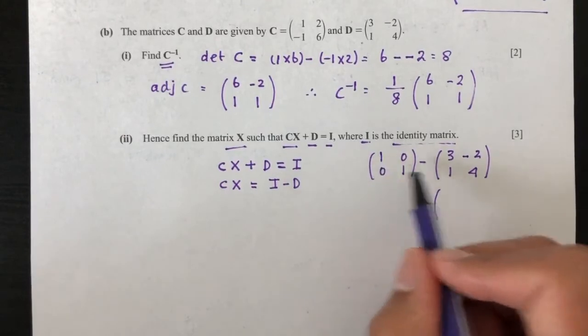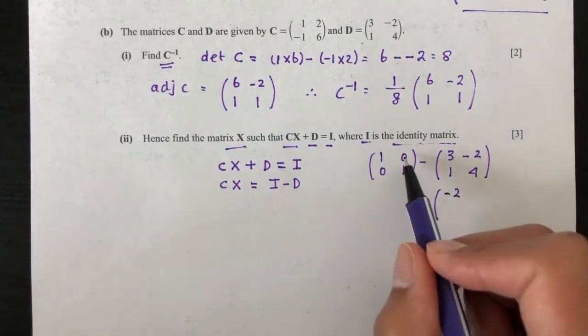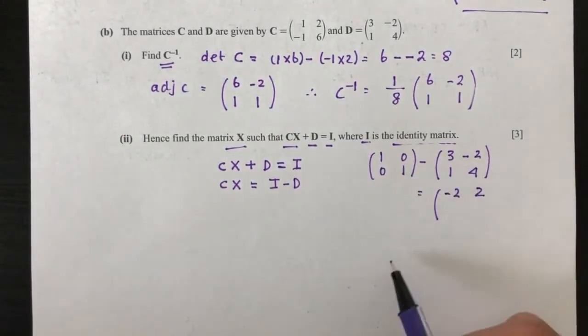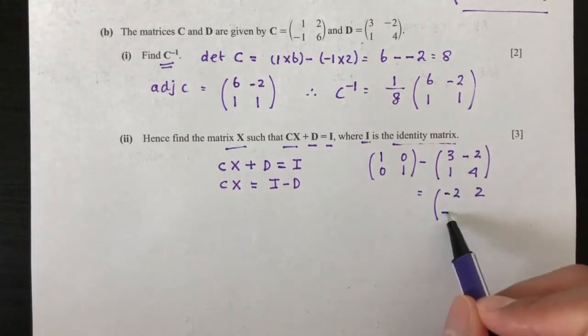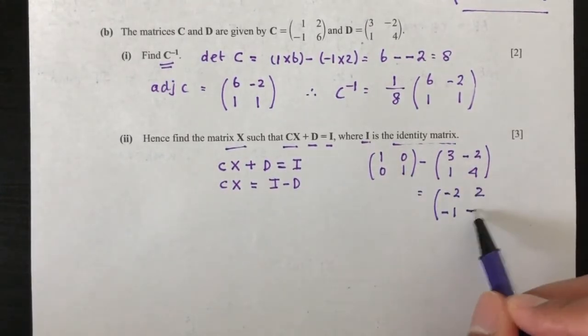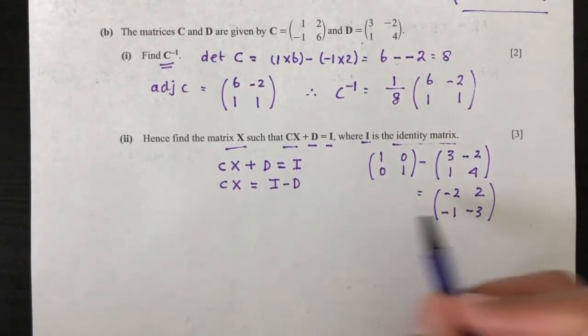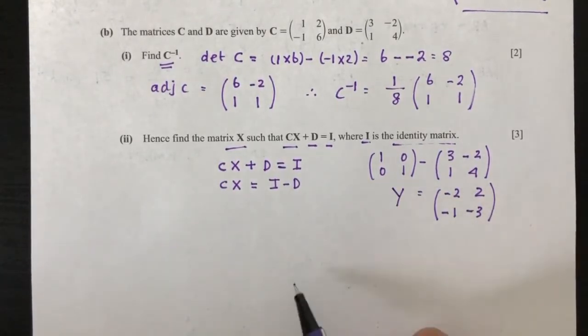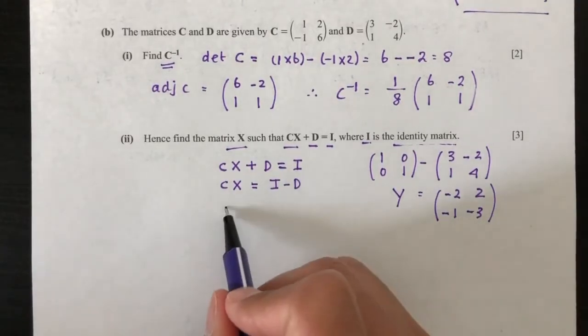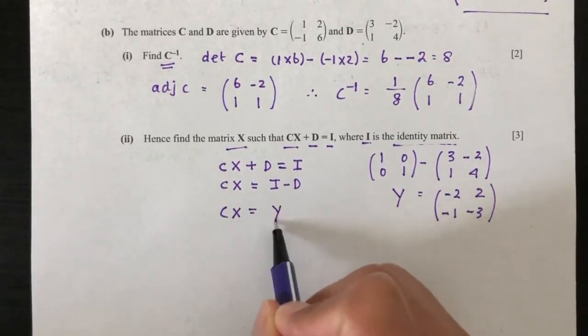That should be 1 minus 3 is minus 2. 0 minus minus 2 will be plus 2. 0 minus 1, that will be minus 1. 1 minus 4 is minus 3. So here you have this matrix. Let's call this one our matrix Y. So you have Cx equal to Y.